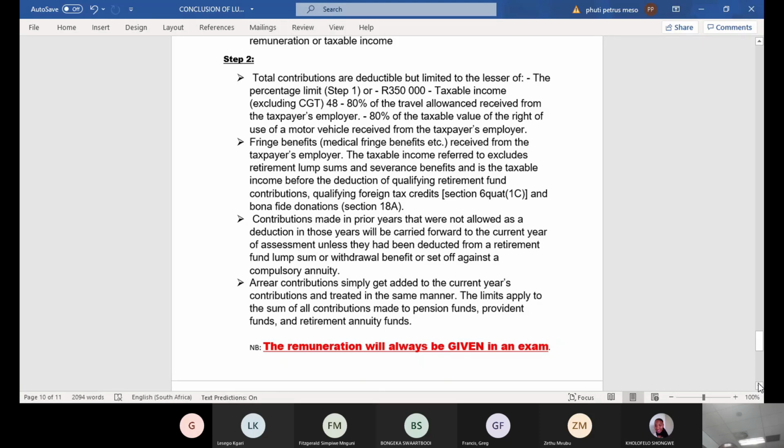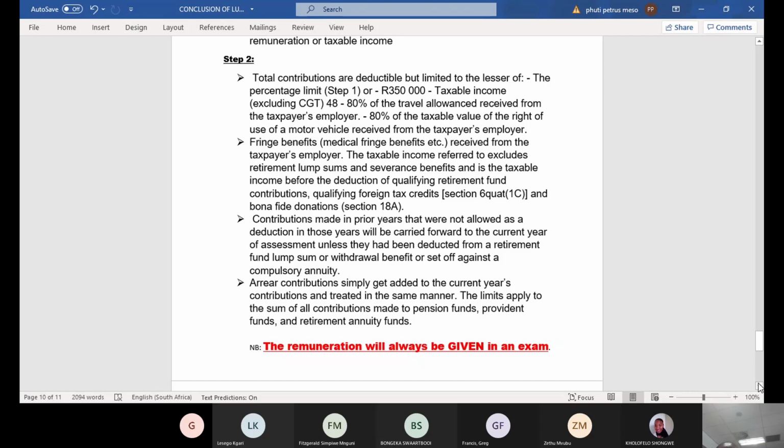Okay, so going down further, it says that the fringe benefit on items such as the medical aid received from the taxpayer's employer, and the taxable income referred to, exclude the retirement lump sums and severance benefits, is the taxable income before the deductions of the qualified retirement fund contributions, qualified for the tax credits, and the bona fide deductions in terms of Section 18A. So I'm glad to say that we'll tackle the bona fide donations in terms of the Section 18A receipt just after this.